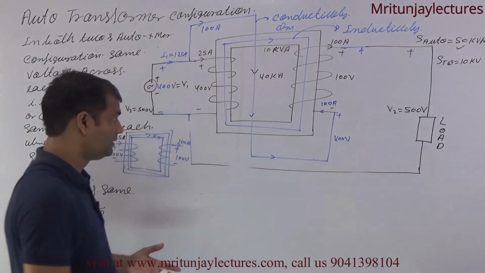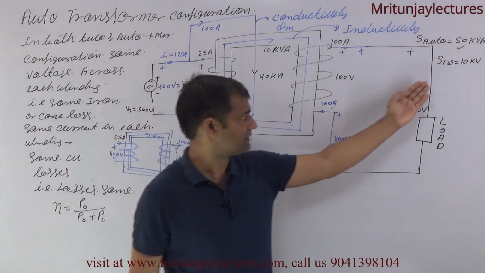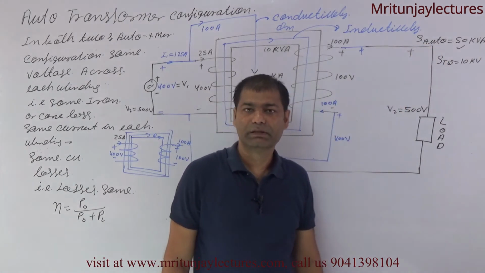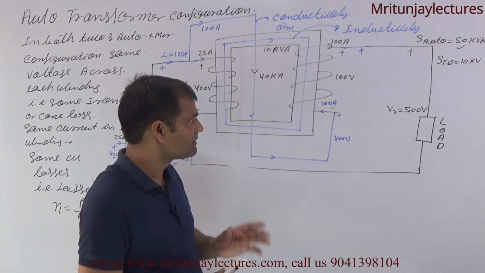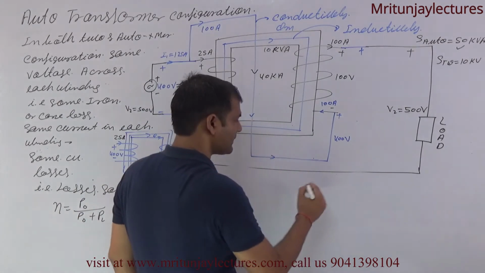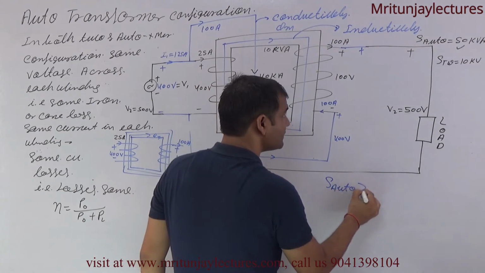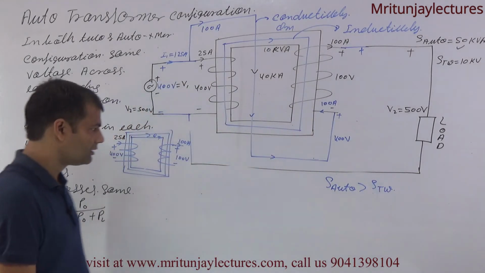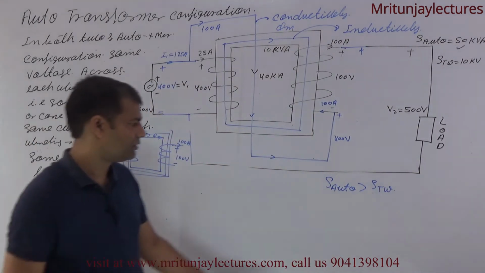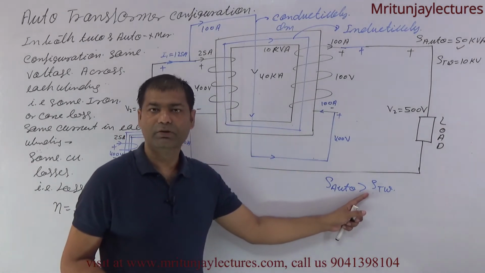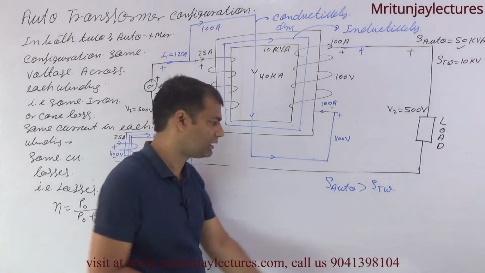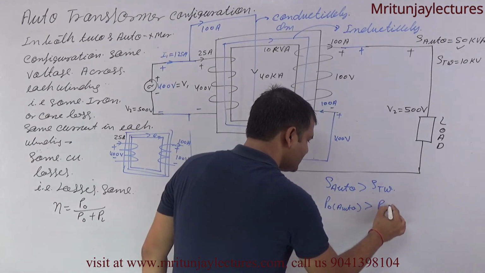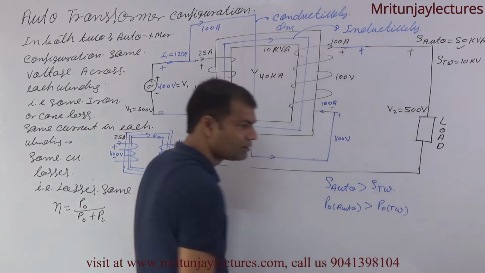Why? In case of the two winding transformer, that is 10 kVA, and what about the auto transformer? That is 50 kVA. It means S auto is greater than S two winding in this question. It means you can say that P0 auto is greater than P0 two winding. Okay.